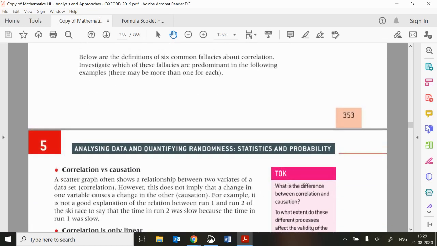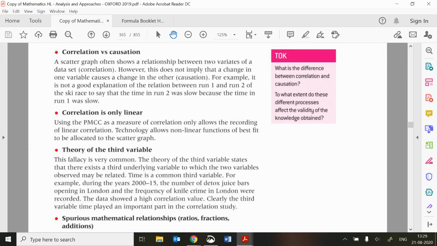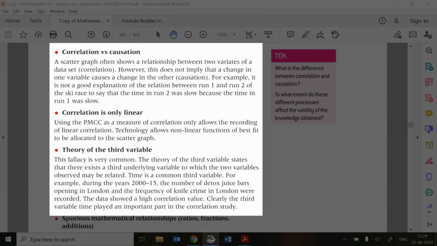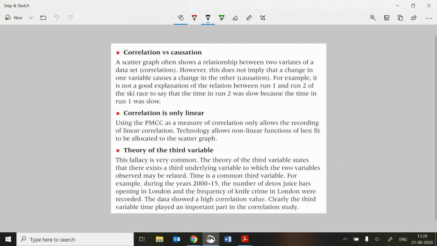And now they're talking about correlation fallacies. This is important, especially the first one here, which talks about correlation versus causation. When you have a scatter graph, if you find that you've got data which is really closely aligned, it doesn't mean to say that one thing causes the other thing.